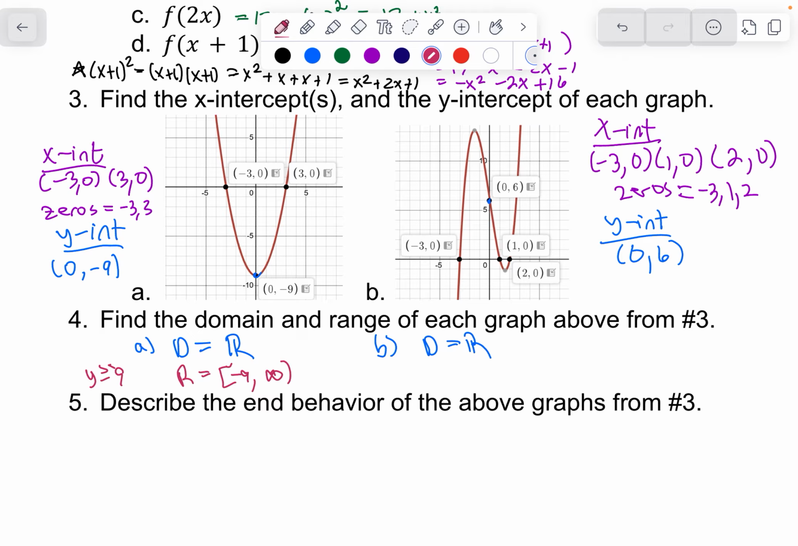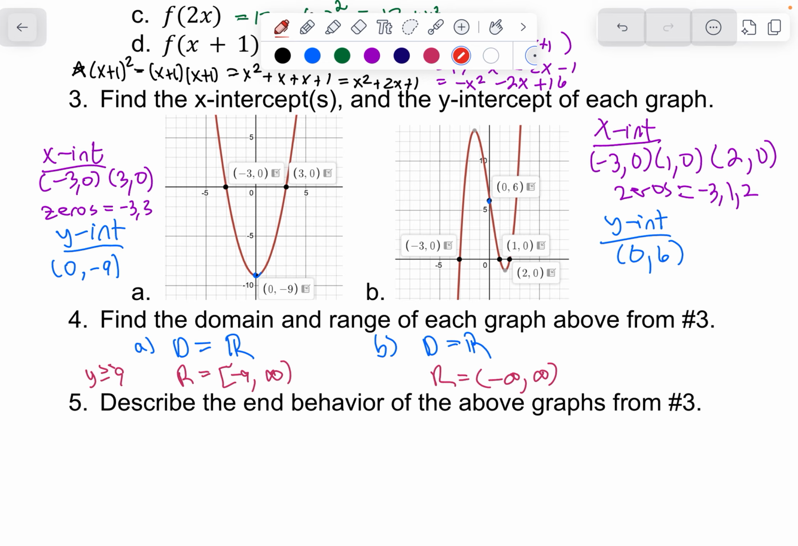Here, our range. What's interesting about this one is this goes down as far as we want to. We can go then up as high as we want to, and we don't skip any heights in between. So that is all real numbers, or again, you could write interval notation with negative infinity to positive infinity, which means the same thing. Now, the last question here is asking about the end behavior.